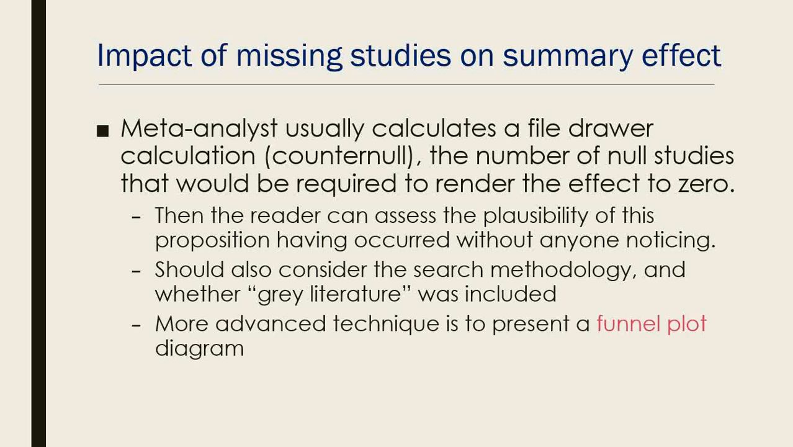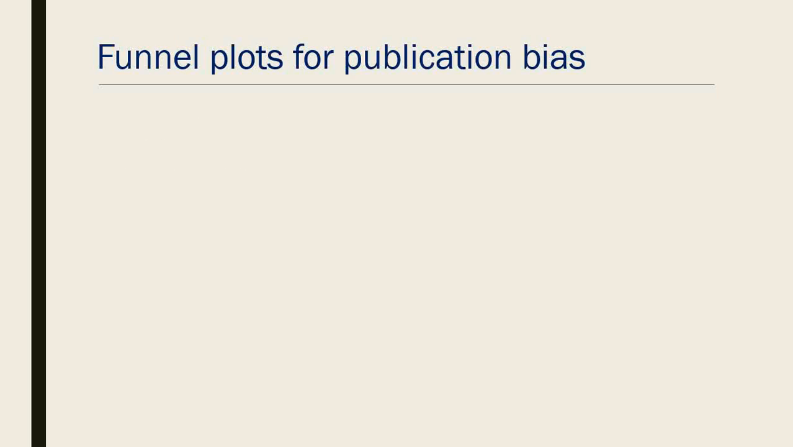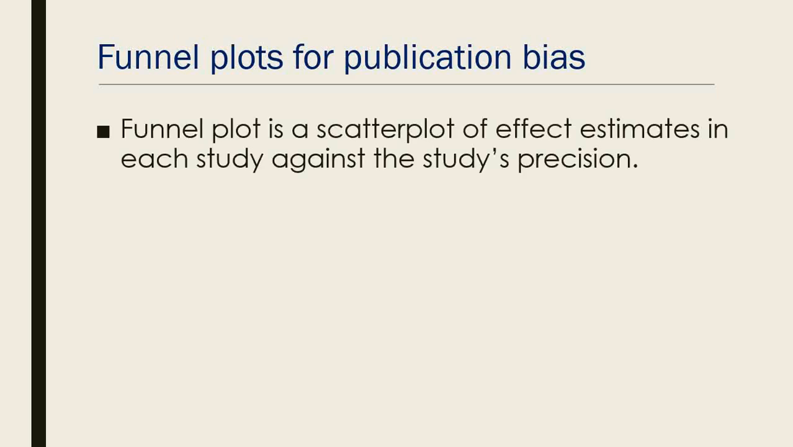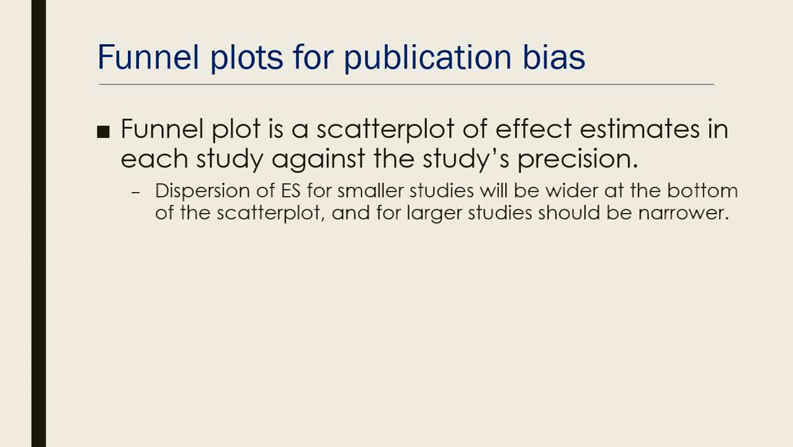Of course, there's more advanced techniques that we can use, and one of these that you'll come across is called the funnel plot diagram. So the funnel plot can be used to assess the possibility of publication bias. How it works is the funnel plot is a scatter plot of the effect estimates in each study, plotted against the degree of the study's precision. Now, you don't need to understand the statistical theory involved here, but it's fairly straightforward.